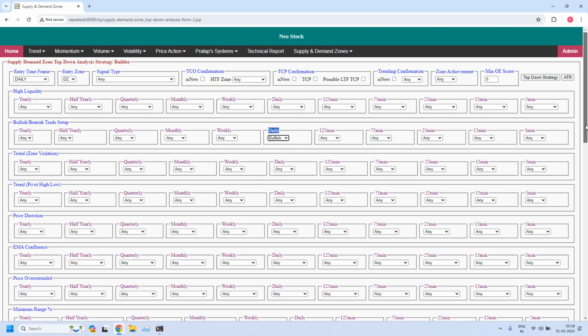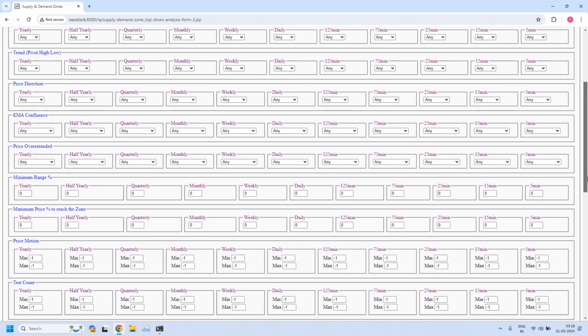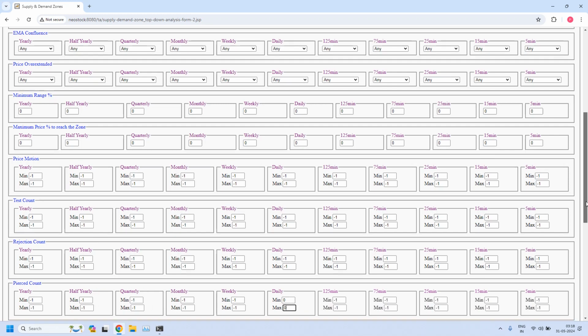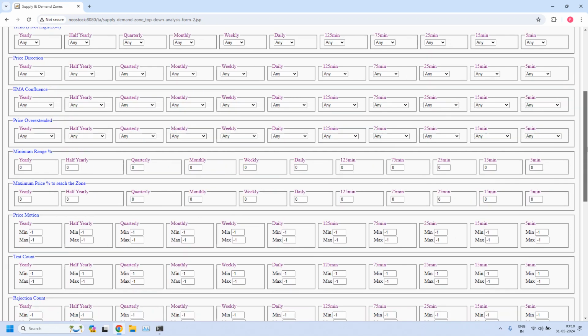And we need to set 3 filters. First filter, zone should not be pierced. So we have a filter called pierced count, because entry time frame is daily. In the daily demand zone, we have to set a minimum value 0, maximum value 0. That indicates pierced count is 0. Pierced count 0 means zone is not pierced. If the zone is not pierced, it is a tradable zone.